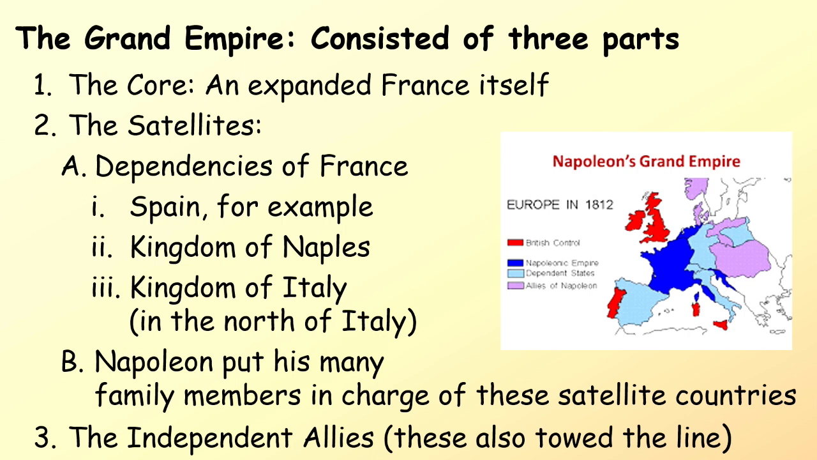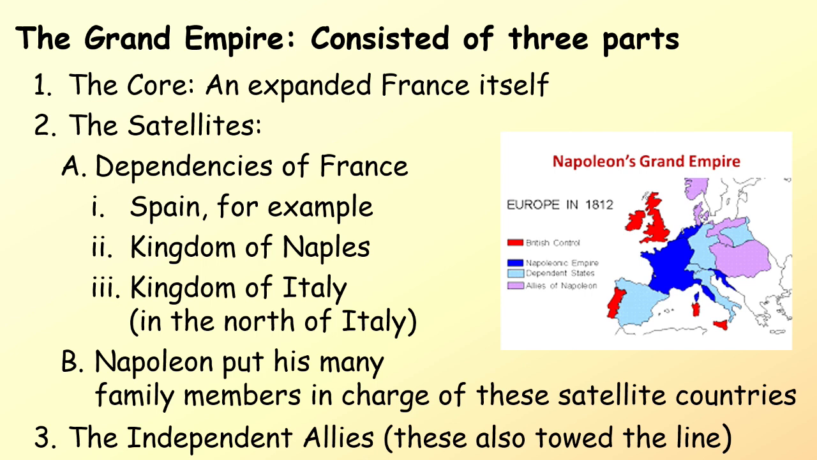It consisted of three parts. The first part was the core, and that was an expanded France itself, and that's the dark blue. The dark blue area you see here is France. And in fact, that island, that dark blue island right above the red one in the Mediterranean, that is the island of Corsica, where he was from.